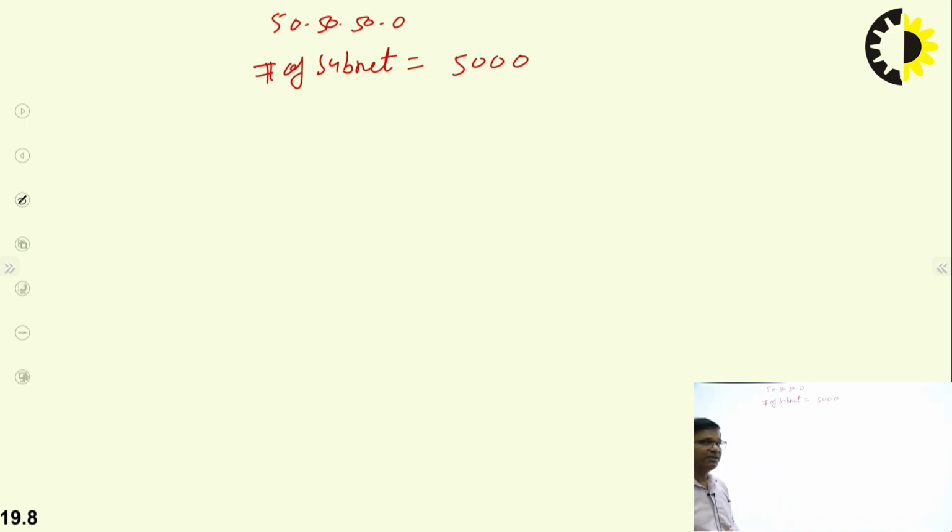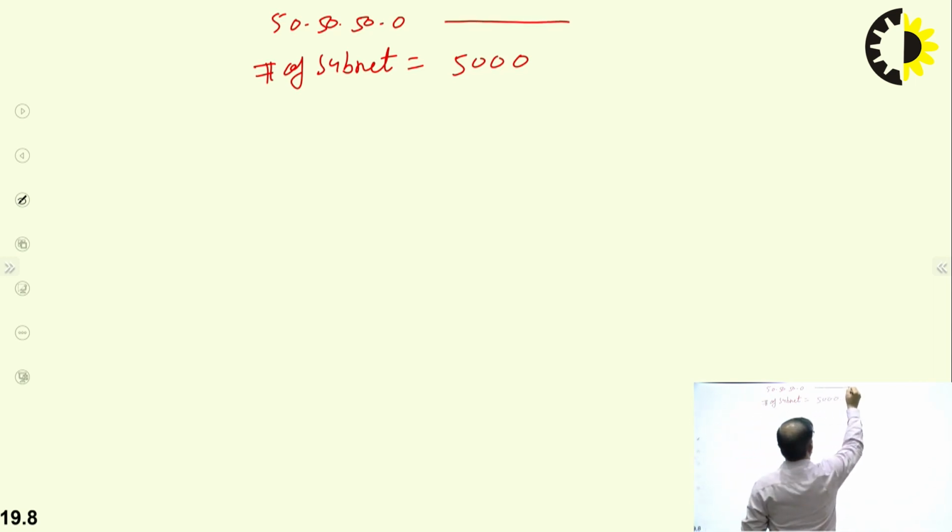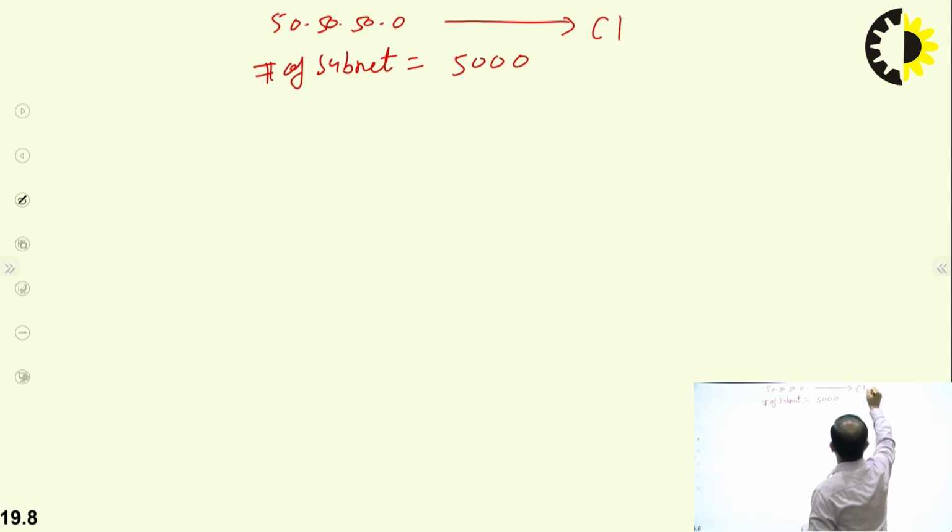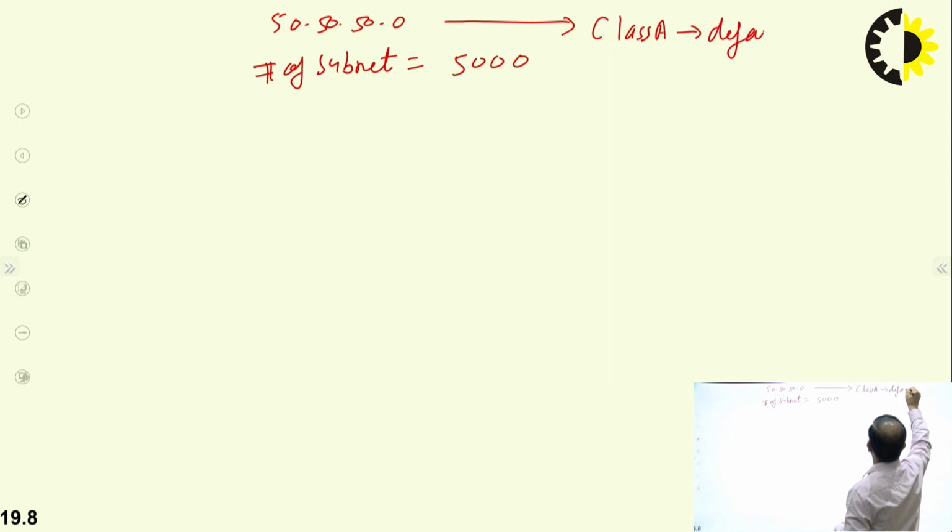So, how can we design the subnet? This particular IP address belongs to which class? This belongs to class A. And what will be the default mask? The default mask is /8, because this IP address belongs to class A. This is my assumption, or the default, and that is why we should consider this one.